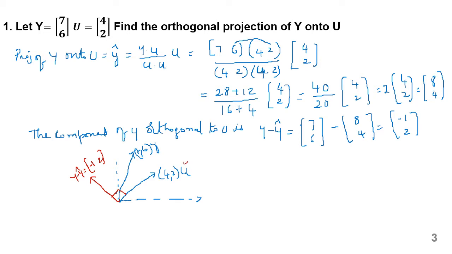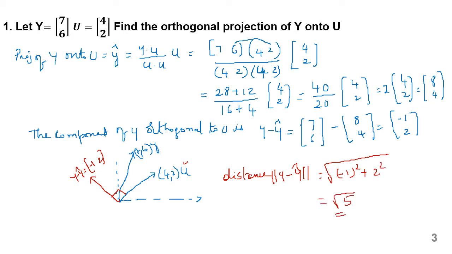Next we'll find the distance of this y minus y cap. So the distance of y minus y cap is denoted like this, which is equal to the square root of (-1) whole square plus 2 square, which is equal to the square root of 5.